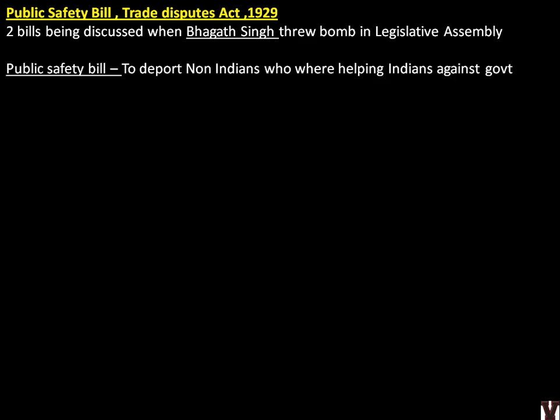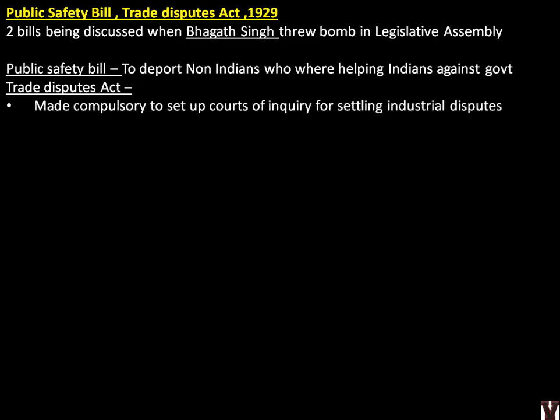So these were the two bills. What were these bills? The Public Safety Bill was to deport non-Indians. That is, there were some foreigners who were actually helping Indians fight against the government policies. So that bill was to deport those kinds of non-Indians or foreigners. That is the Public Safety Bill.